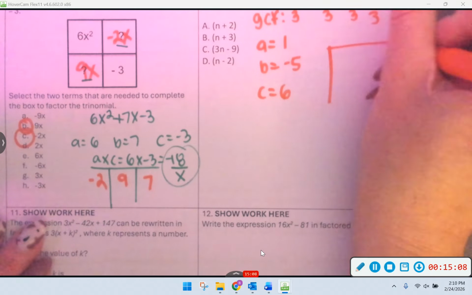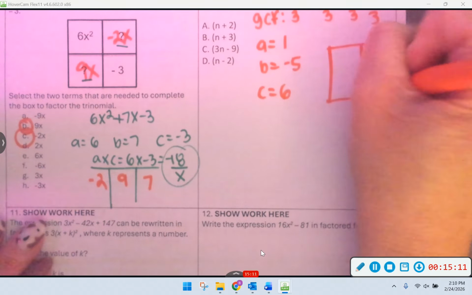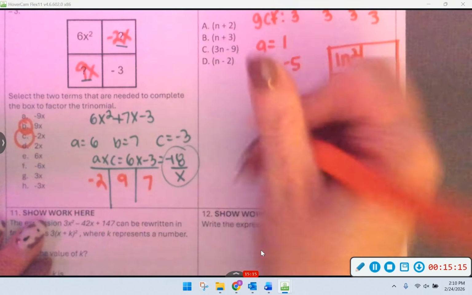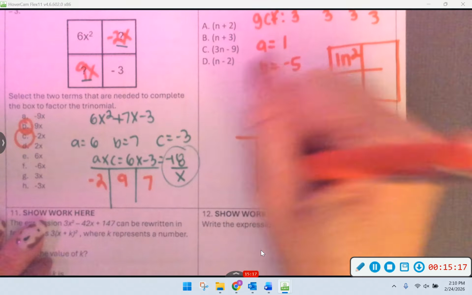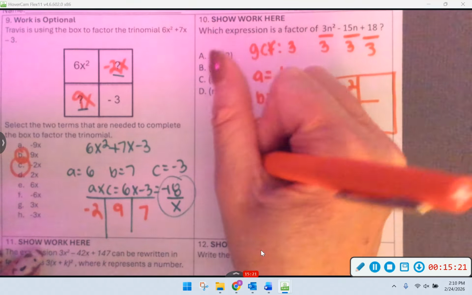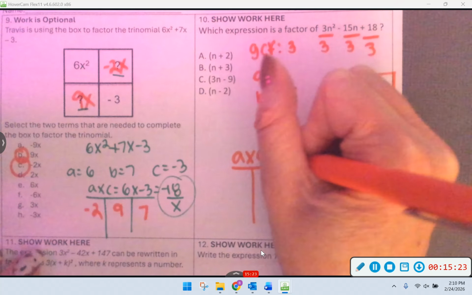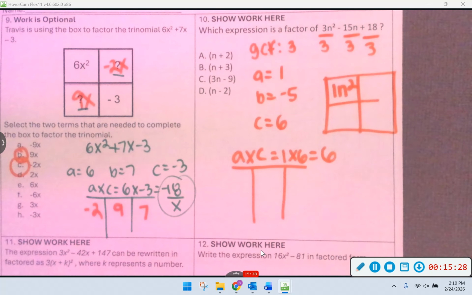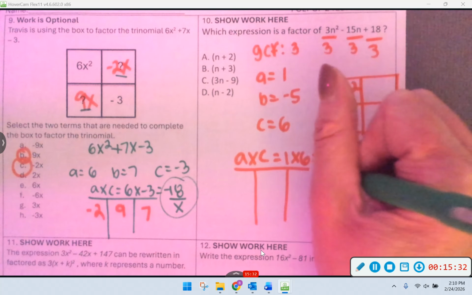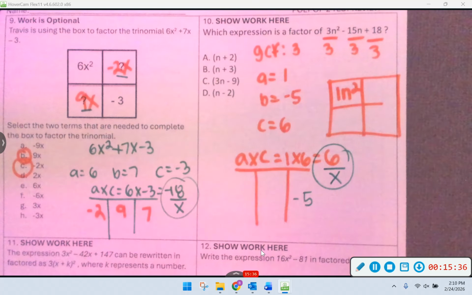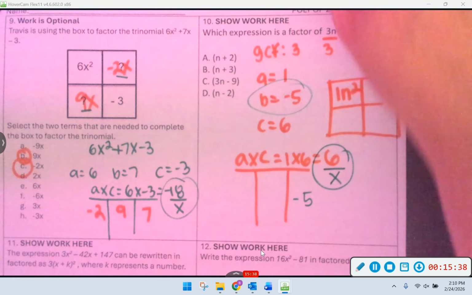Let's make our box. In my first box, we're going to put 1n squared. We always use the A. Make our pie chart. We're going to multiply A times C. So I'm going to do 1 times 6, which equals 6. And then we're going to do 6 divided by x, where I'm looking for negative 5, my B in my last column.